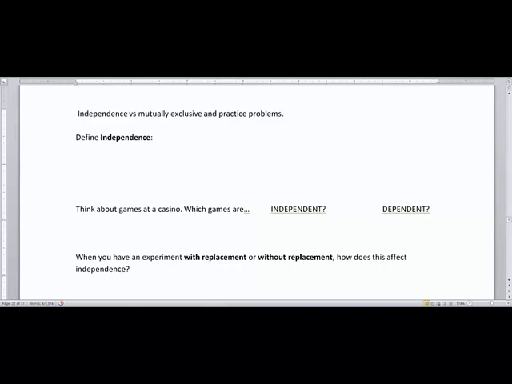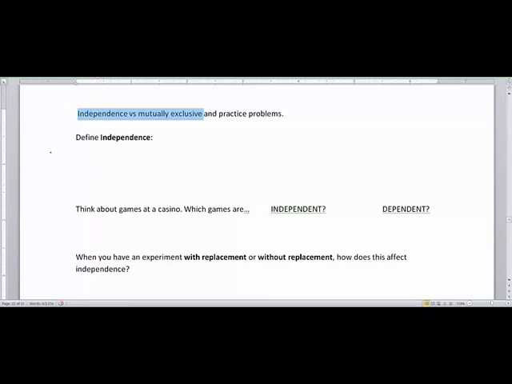In this video, we're going to talk about independence and mutually exclusive concepts in relationship to probabilities. We're also going to do a couple practice problems near the end. So, our main goal here is to define independence.